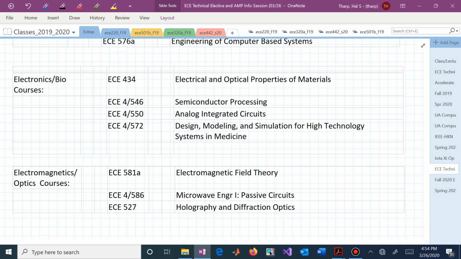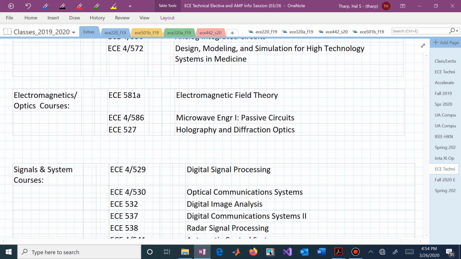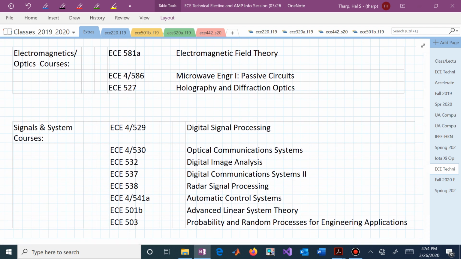How do you build a hologram, and can you use it? What are some of the applications of that? That's 527. To round out those different areas, now I'm looking at the signals and systems courses that are offered in the fall of 2020. You have digital signal processing.